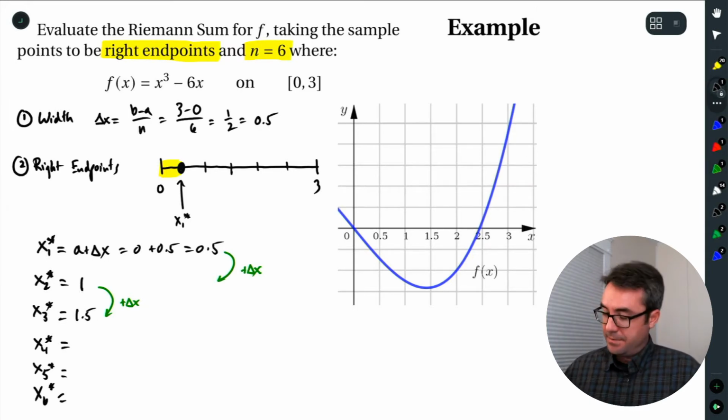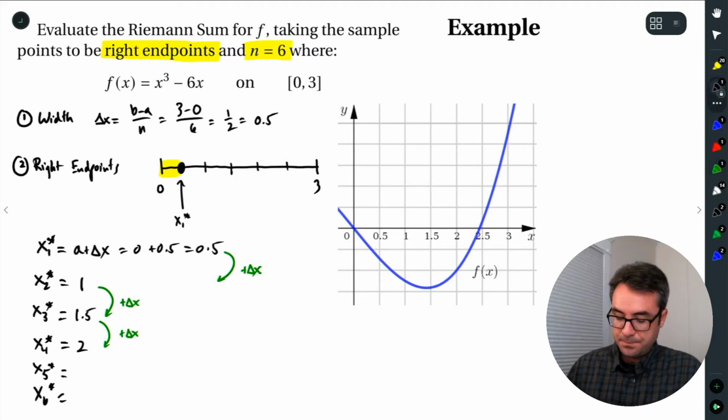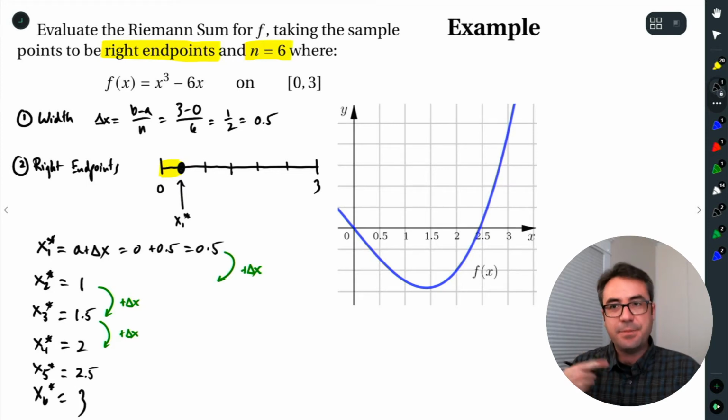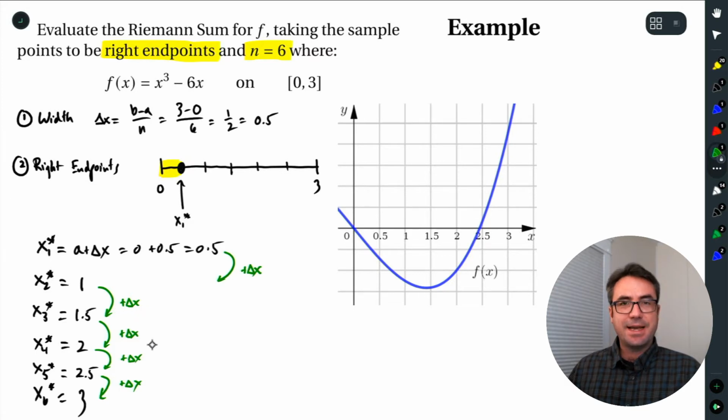And then we keep going. We're at 1.5. Now we're going to add another delta x. This will give us x4, so we'll go up to 2, and then we'll be at 2.5, and then we'll be at 3 if we just keep adding delta x. So 2 to 2.5 plus delta x, 2.5 to 3 plus delta x. Once you have x1, you just keep repeating, add delta x, and it gets you the rest of them.